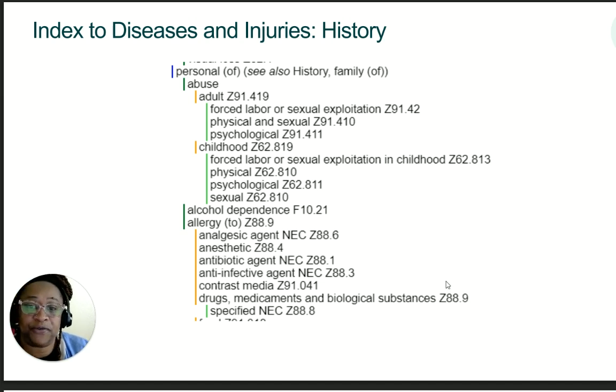Again, when it's history and family, dealing with your family members, we're going to go under history, and then we're going to go to the subtitle of whatever the conditions or diseases could be.